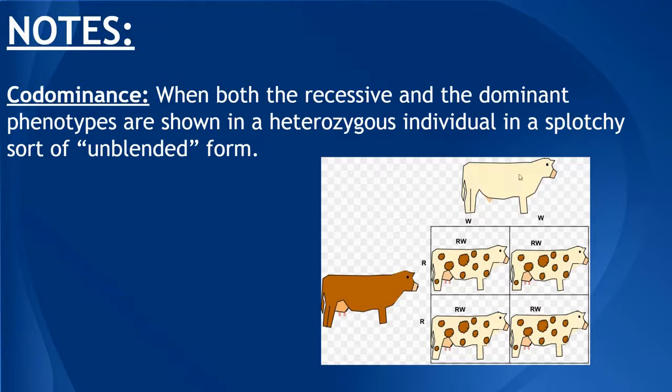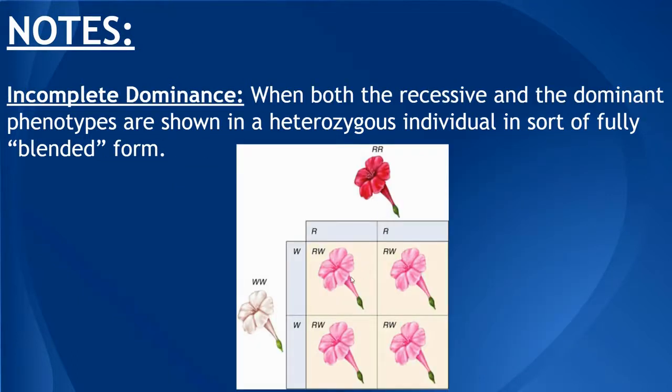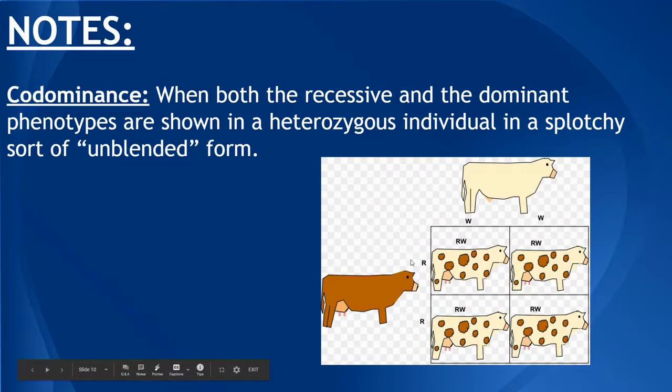Notice how this cow was white, this cow was brown, but now instead of being like with this previous example, how it was a shade in between the red and the white to form pink, this doesn't really fully blend. Instead, it's splotchy. Like you've seen cows like this, hopefully, either in real life or in pictures, where they have spots. And that's what you're seeing here.